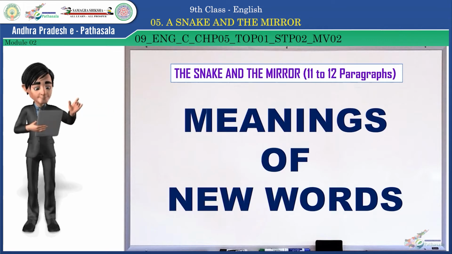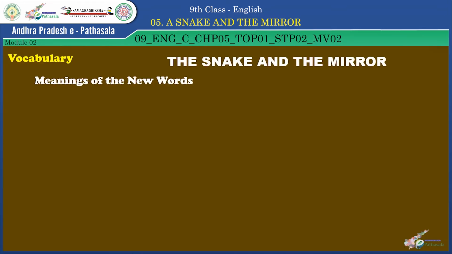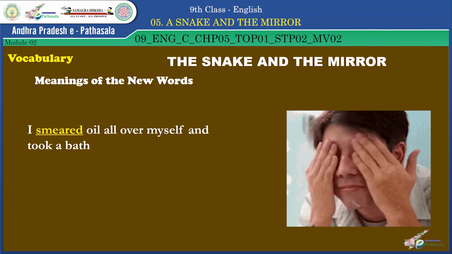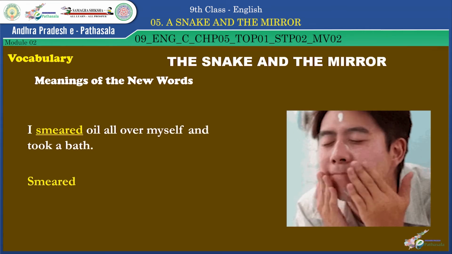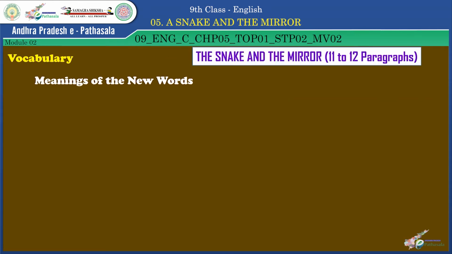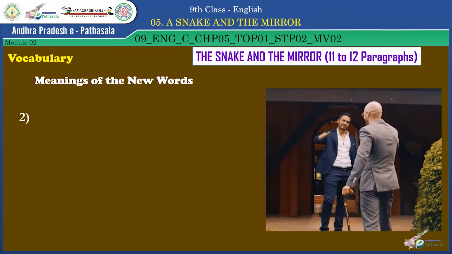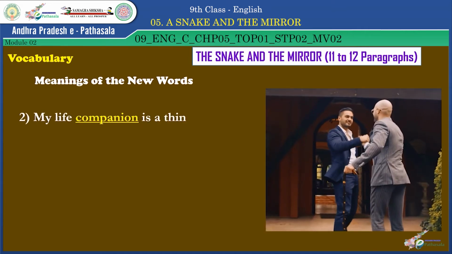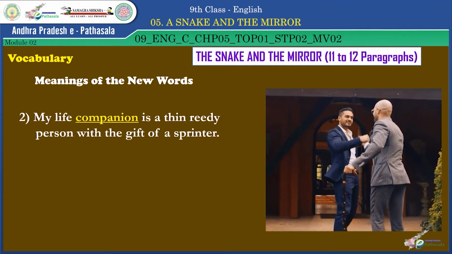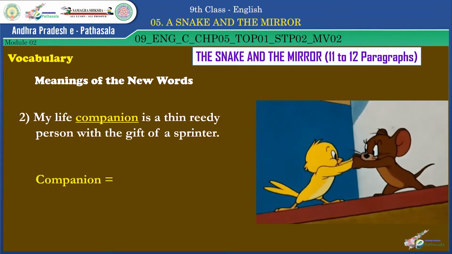Now children, I am going to give you the meanings of the new words of these 11th and 12th paragraphs. The first sentence I want to take here is, "I smeared oil all over myself and took a bath." The new word is smeared here. The meaning of smeared is coat carelessly with a sticky substance. The second sentence I have taken is, "My life companion is a thin, reedy person with the gift of a sprinter." The new word I have taken from this sentence is companion. The meaning of companion is a partner.